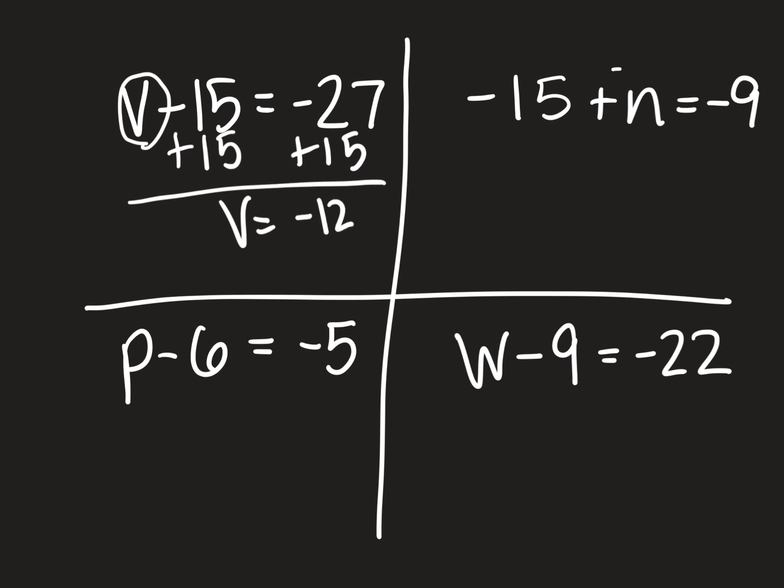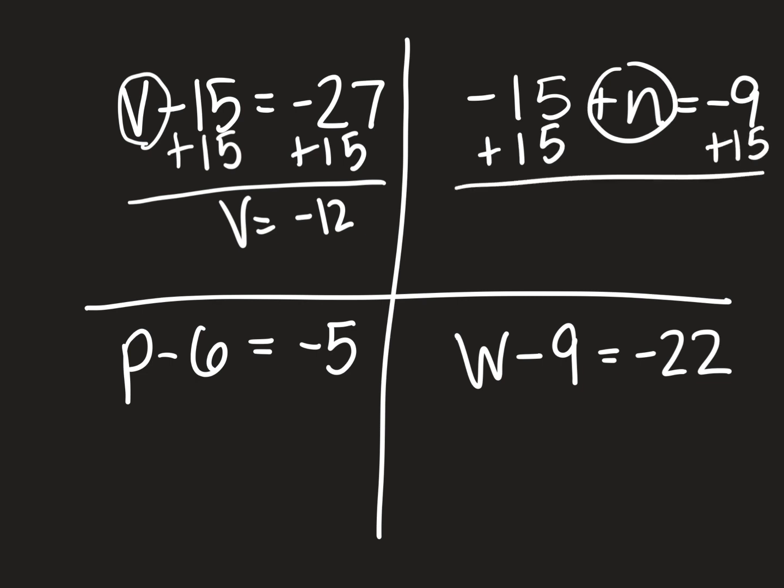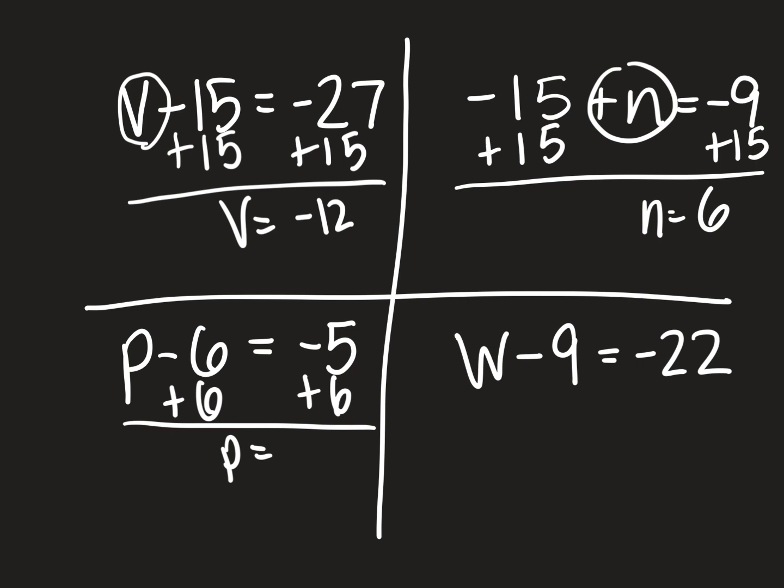On this example, in order to isolate the variable n, we are going to get rid of that negative 15 by adding it to both sides of the equal sign. Negative 9 plus 15 is a positive 6. N equals 6. On the next problem, again, you could probably do this mentally, but showing that step of adding 6 takes just a couple of seconds, and we get negative 5 plus 6, which is 1.